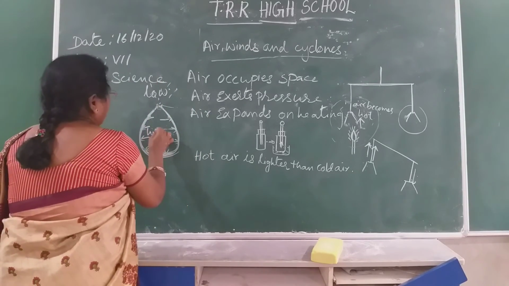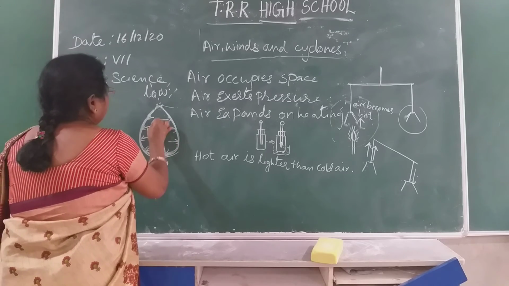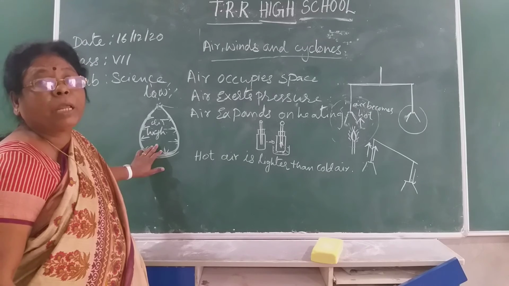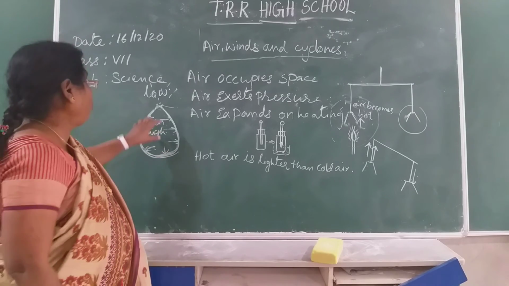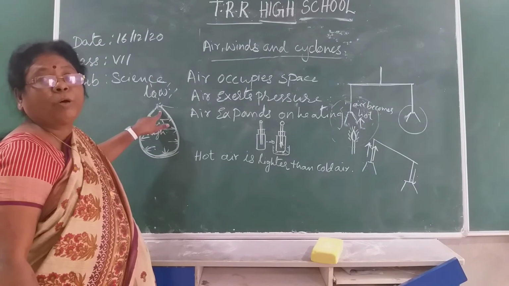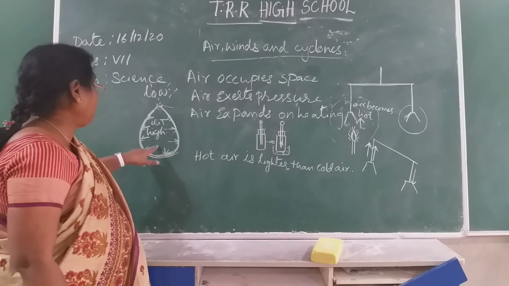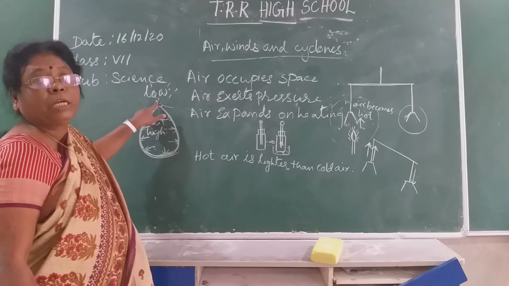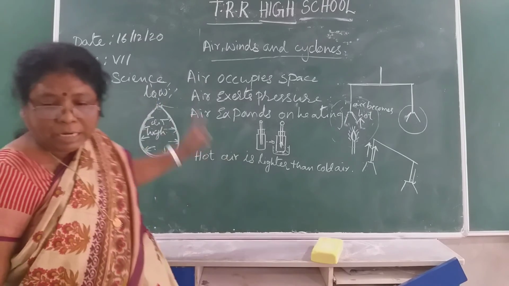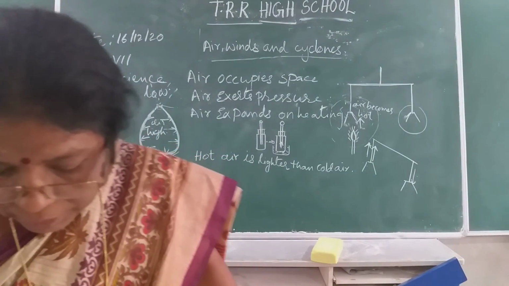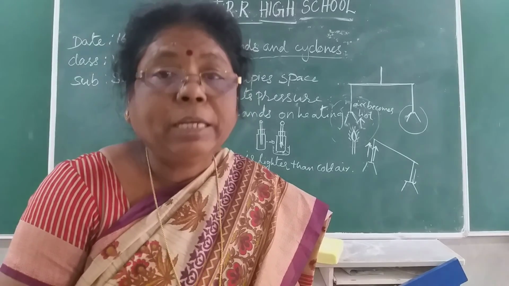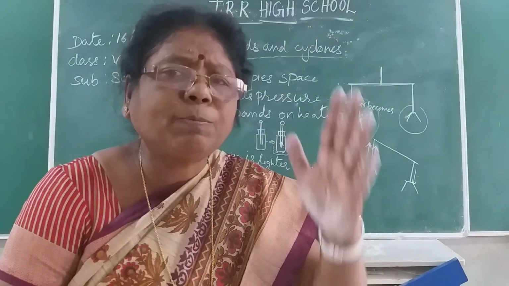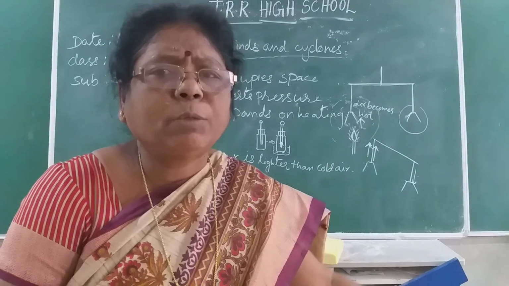Here the pressure of air is high in the balloon. So when you open the mouth of the balloon, the air comes out with pressure and moves towards the lower pressure area, isn't it? So here what you understand is, always the air moves from higher pressure region to lower pressure region.